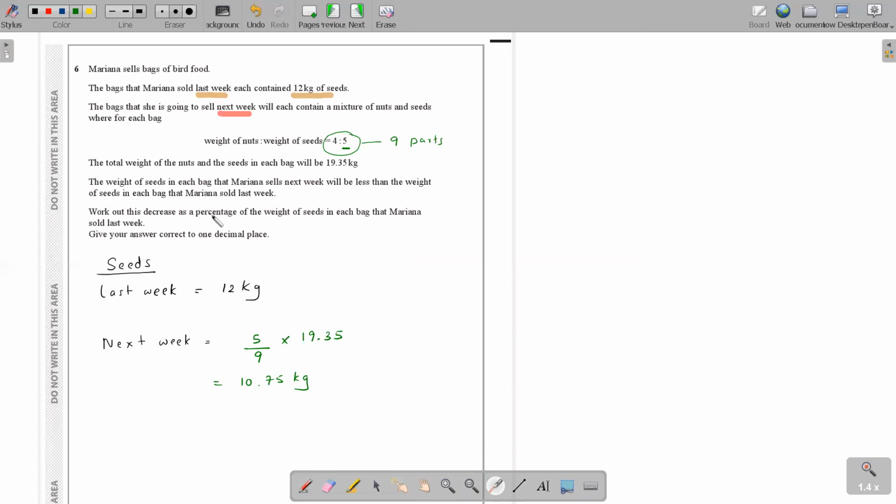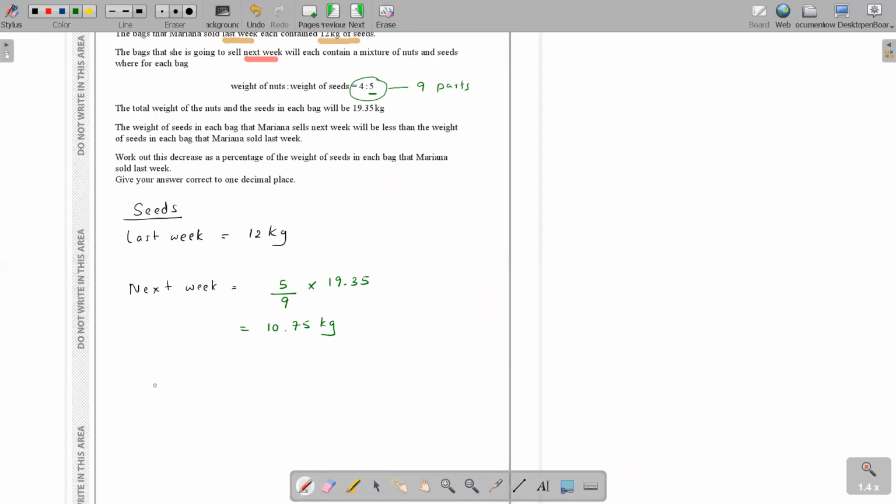So they want you to find the percentage decrease as a percentage of the amount sold last week. So percentage decrease equals the decreased amount over the last week amount, because they say to find this percentage decrease out of the amount sold last week. So they told us what the base should be here: the last week amount.